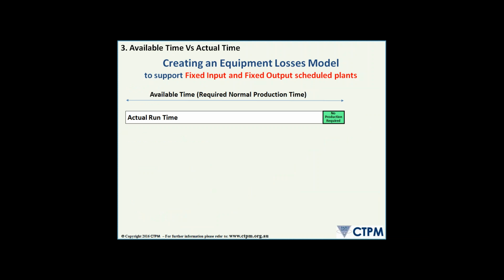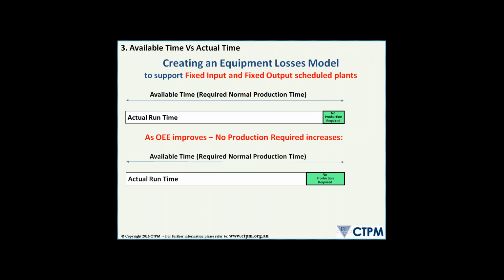And that's really the question we find, because what we've seen at sites is that both scenarios are used at different sites at different companies. And the question is, which is the better one to use and why? So if we think about our available time, as OEE improves, the actual runtime in a fixed input and fixed output environment means that we will process our batch quicker, or make our required output quicker, so the no production time increases as our actual runtime decreases.